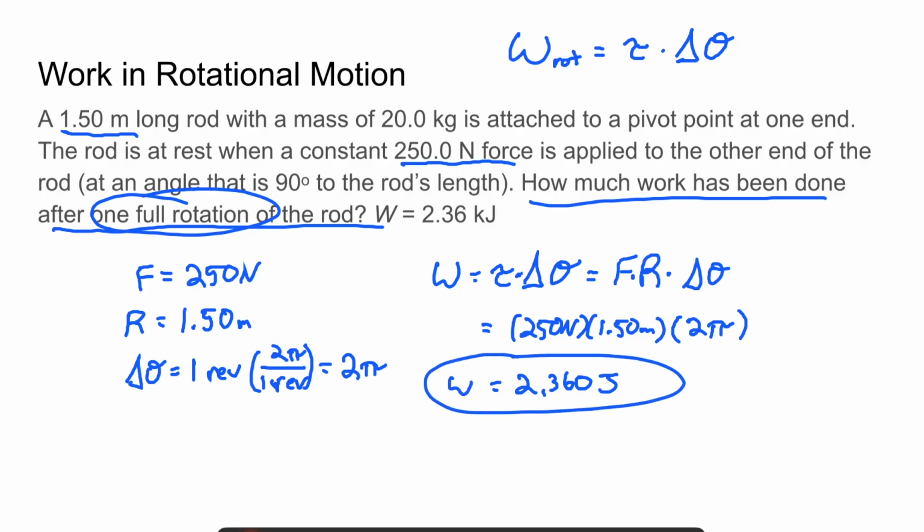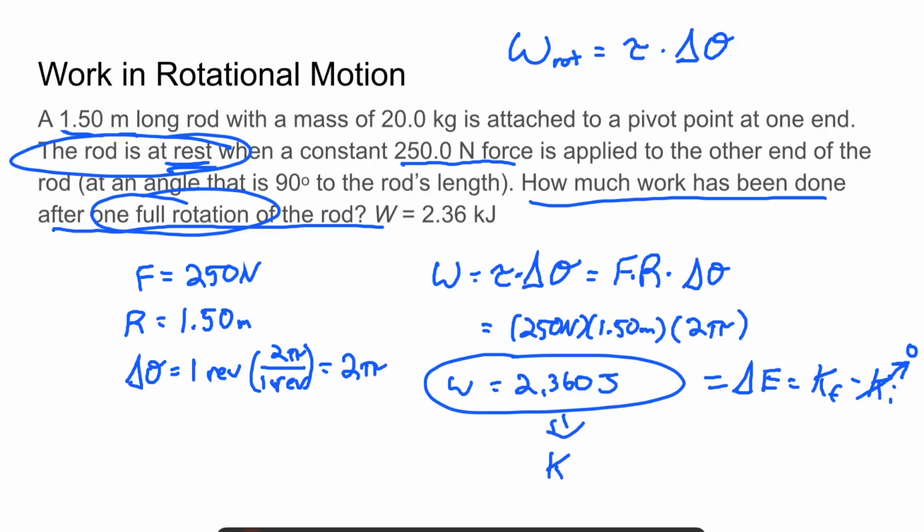And again, just as a quick note, that also tells us our final kinetic energy, since our work equals our change in energy. Our final kinetic energy minus our initial kinetic energy, and if our initial kinetic energy was 0 because the rod started at rest, then the work also equals our final kinetic energy. Specifically, rotational kinetic energy. That seems to be all the kinetic energy that this system has.